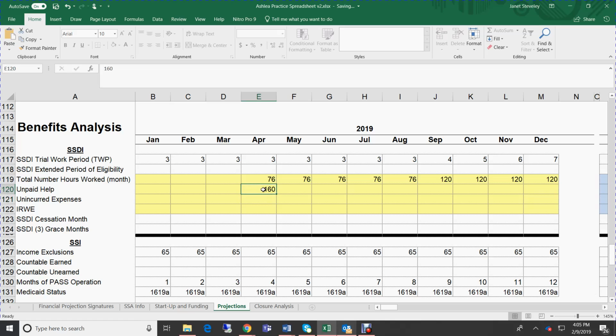It's not that she's paying her mom. She's not paying her mom because this is unpaid help. But the value of that help she receives is about $160 a month. So I'm going to add that in under unpaid help. And that's all that Ashley has. So that wraps up that projections page.